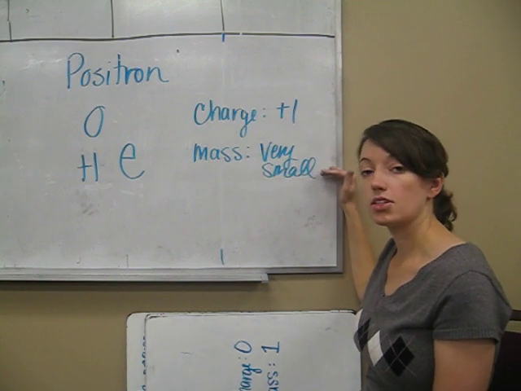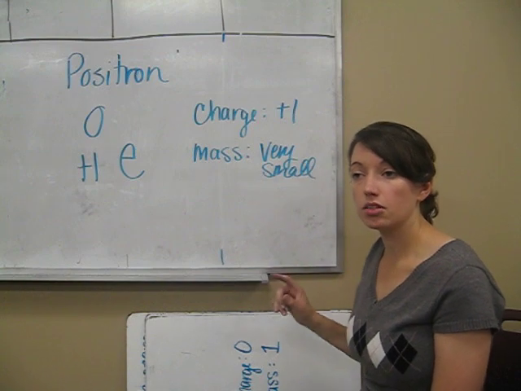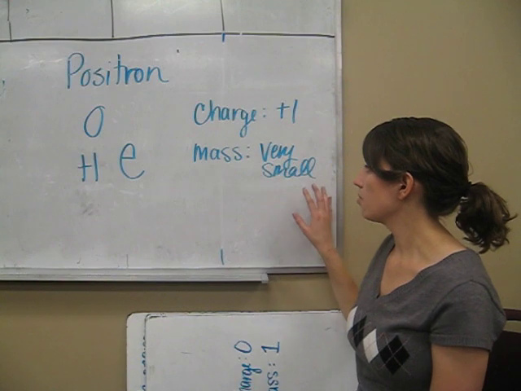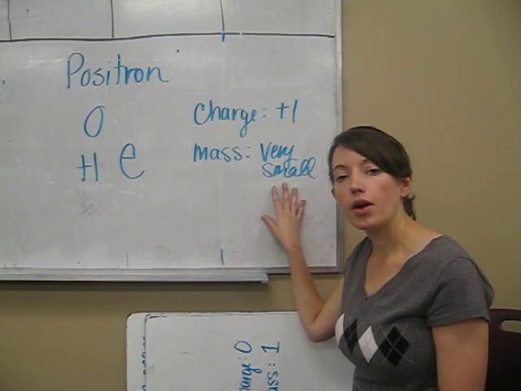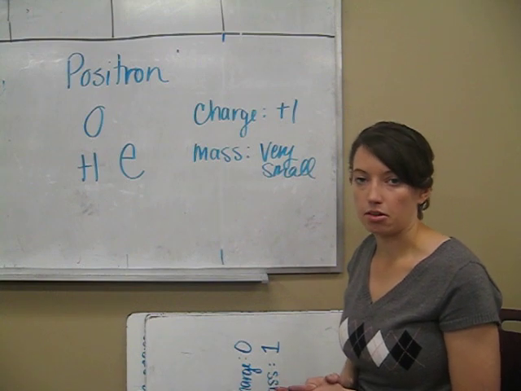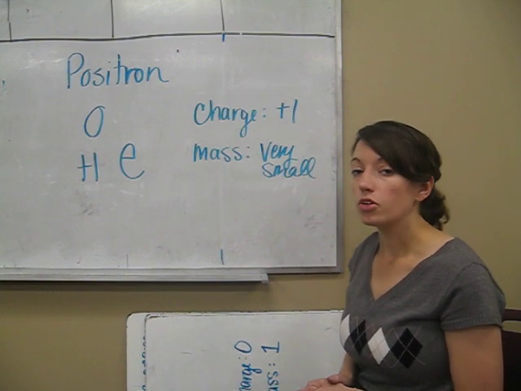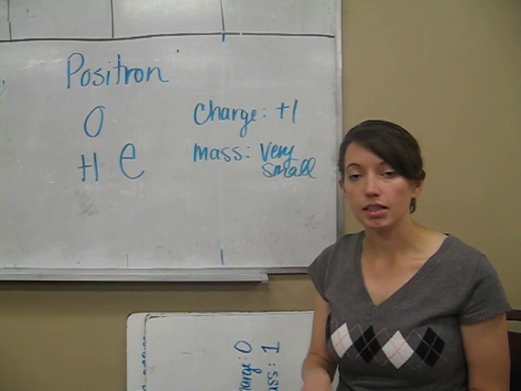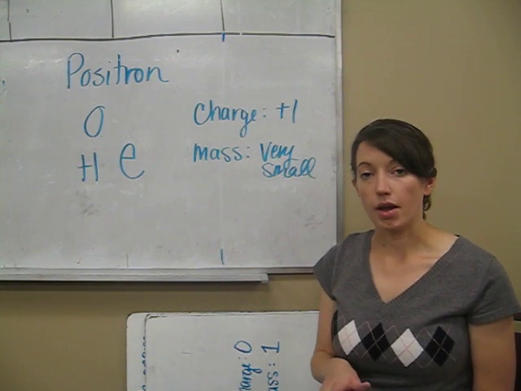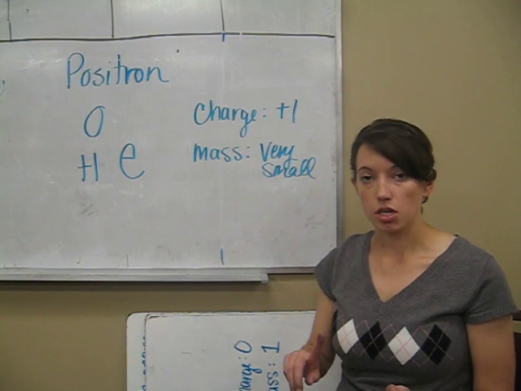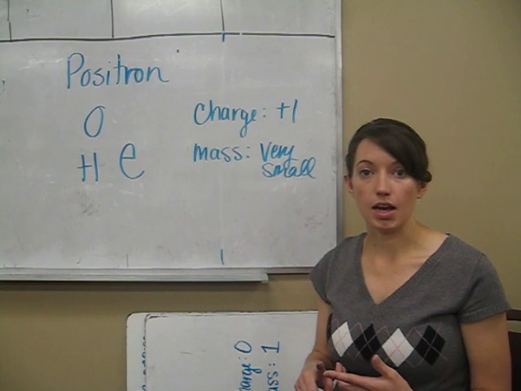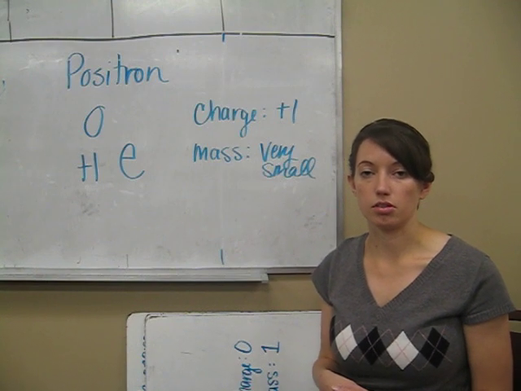The mass is extraordinarily small. It's identical to an electron except for the fact that it has a positive charge. So the mass is extremely small, practically 0, but it does have a mass because it is matter, it is a particle. So we've covered alpha, beta, gamma, neutron, positron. You need to know about these 5 things: the charge, the mass, how we symbolize it, and what can block these different particles in radiation.